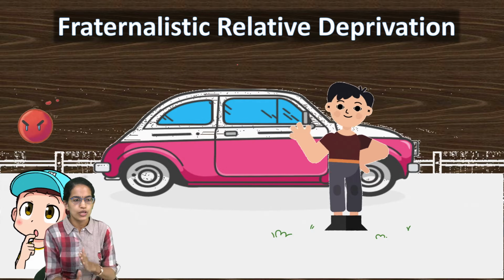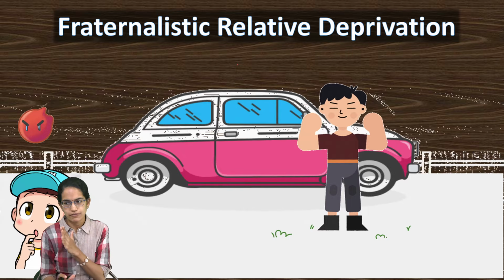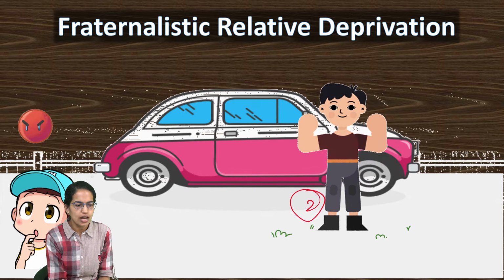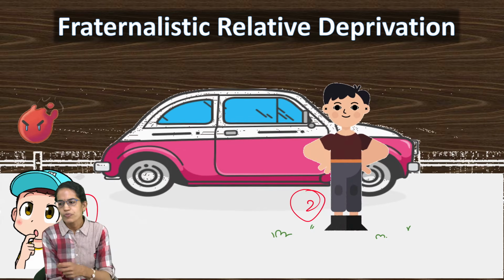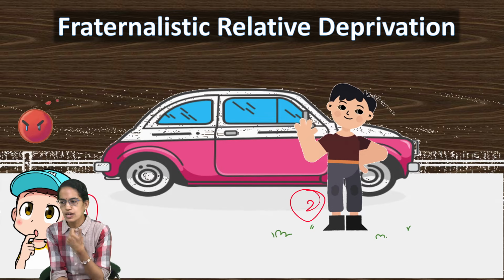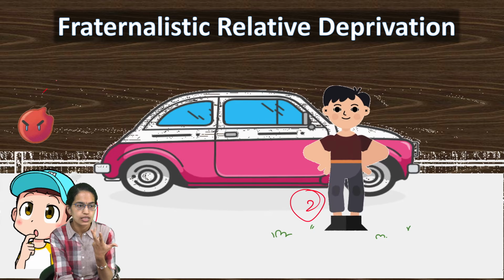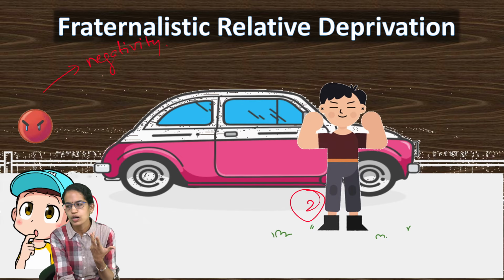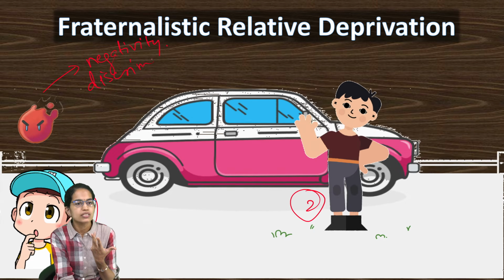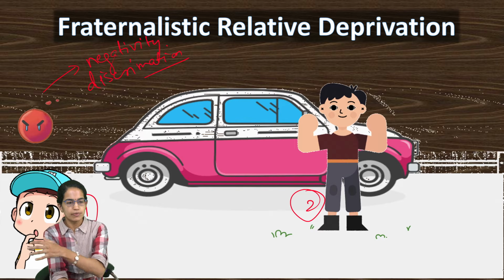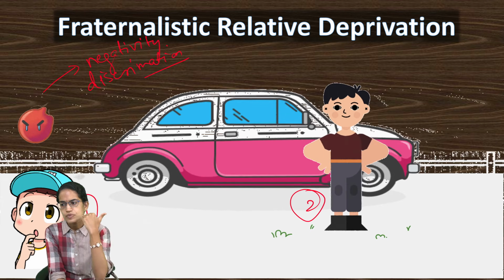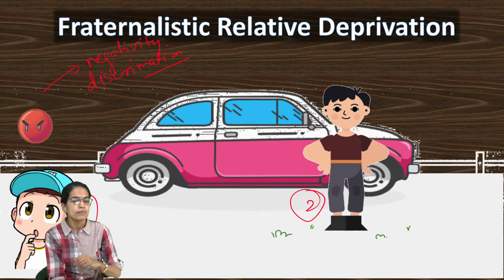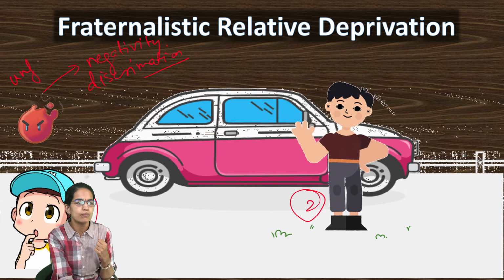On the same theory, in contrast to it, there is fraternalistic relative deprivation. What is that? Friend 2 gets the car. Friend 1 thinks that, oh, he is able to get the car. Now, I need to be better off. And when there is a relative deprivation which is fraternalistic, there is a feeling of negativity. There is a feeling of discrimination that arises, which says, okay, that person was able to do it. Probably I'm not that person who can actually get the car, or it creates an unfavorable atmosphere.